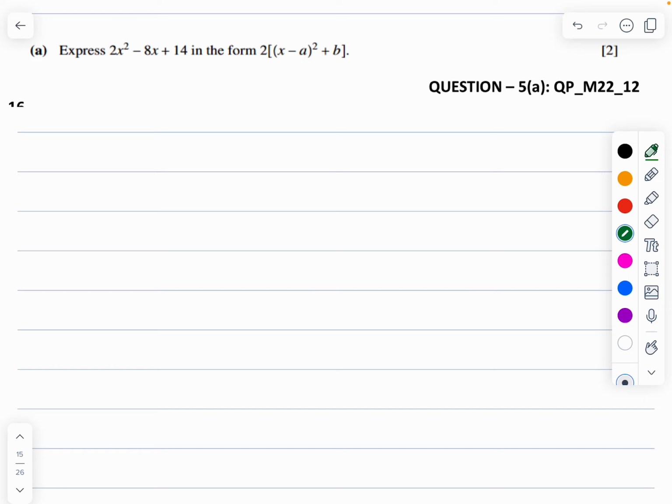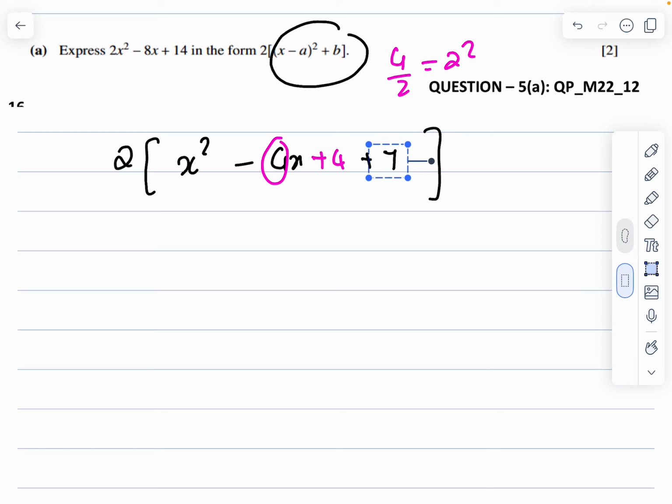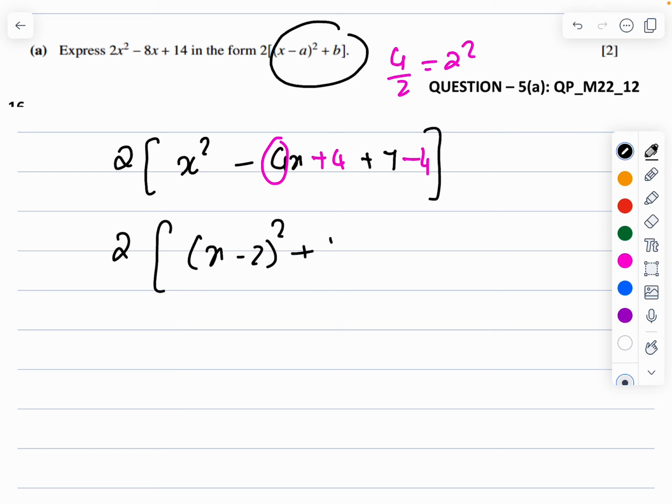Question number 15. Again a completing square. Take 2 common. x square minus 4x plus 7, because he's taking 2 common from the entire thing. This is 4. 4 divided by 2 is 2. So 2 square. Add 4 and subtract 4. So it becomes 2 times x minus 2 whole square. 7 minus 4 is 3. That's going to be the answer.